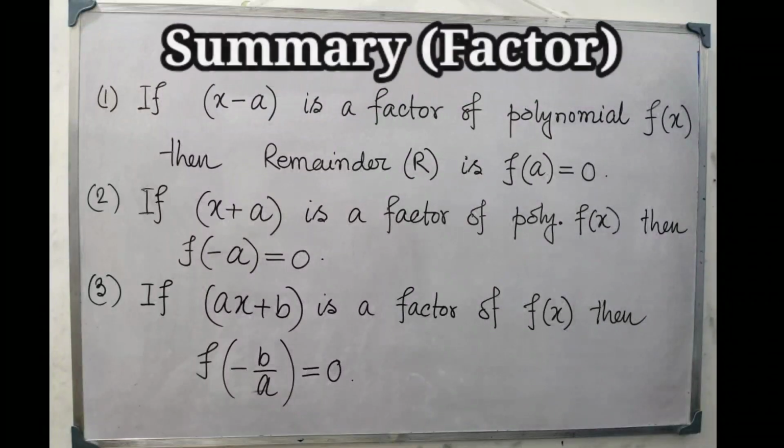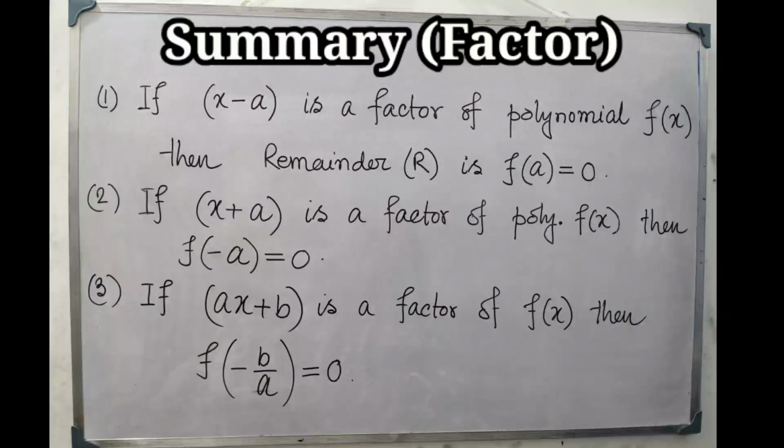Next, this is the summary based on factor. Since here x minus a is a factor, that means you can divide f(x) by x minus a. You can divide means what? Remainder must be 0, and in my previous concept you know about the remainder. So if x minus a is a factor of polynomial f(x), then the remainder is f(a), and the remainder value must be 0. Okay, that means in simple words, if the divisor is a factor, then remainder must be 0. So similarly for second and third one. Understood?